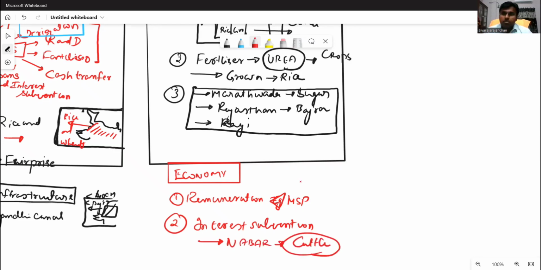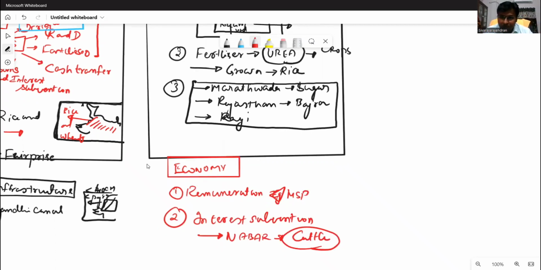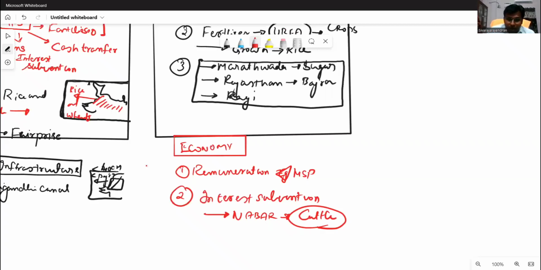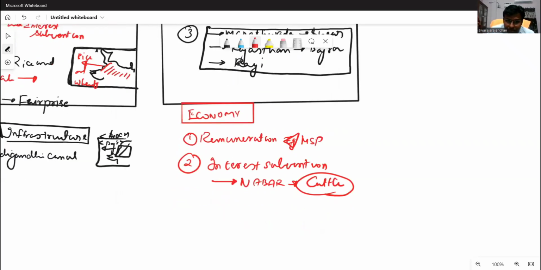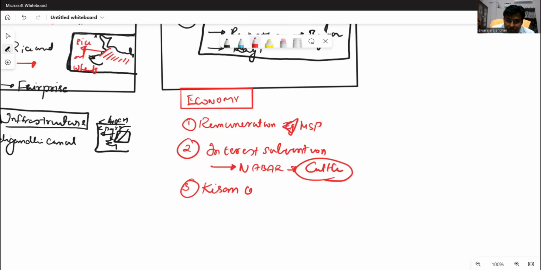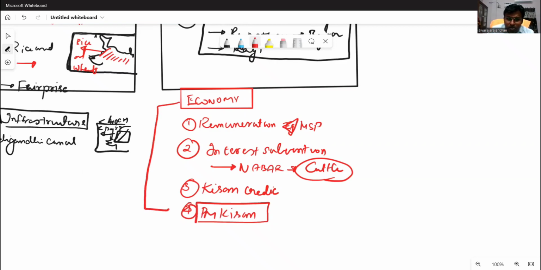So interest will be, in a sense, see, if 7% interest they have to pay for a loan, means government will pay 3%. And there is Kisan Credit Cards. Here PM Kisan Yojana or PM Kisan. So for landholding farmers, 6,000 rupees.